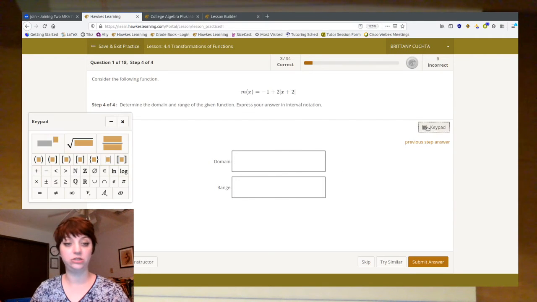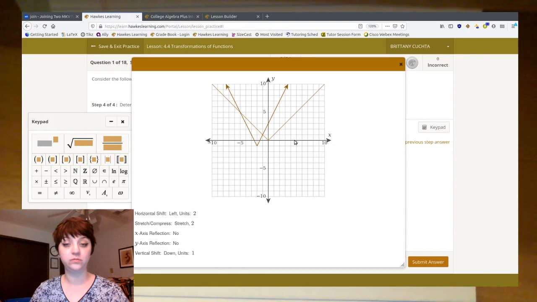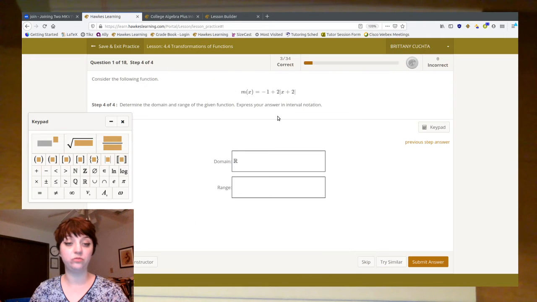which I think I need to use the keypad for. I do. Okay, there it is. The range is the Y's. So as I travel from -infinity up to infinity, my function's not on, not on, not on. Ah, it starts here at -1, and then it goes up to infinity. So my range would be -1 to infinity.